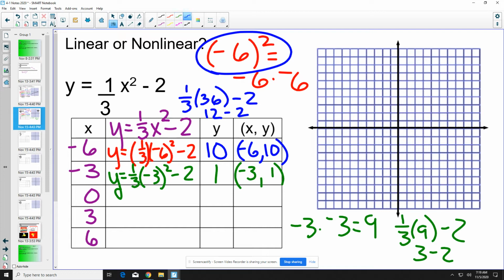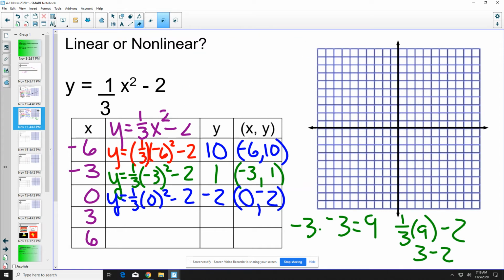All right, let's go to 0. Let's do y equals 1/3 times 0 squared minus 2. Please write this in your table. Okay, 0 squared would be 0 times 0, which is 0. 1/3 of 0 is 0. So I would just have a 0 minus 2. What's a 0 minus 2? -2. Good. So the next point, my x value is 0. My y value is -2.